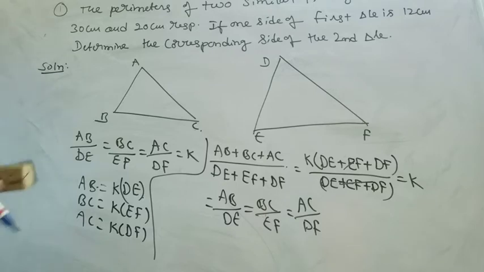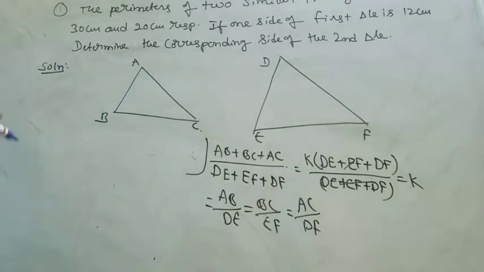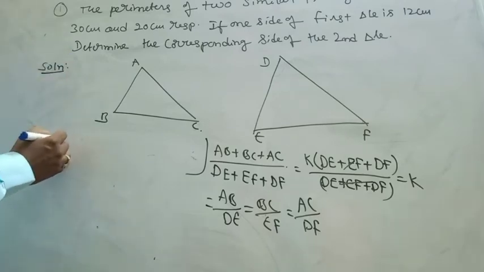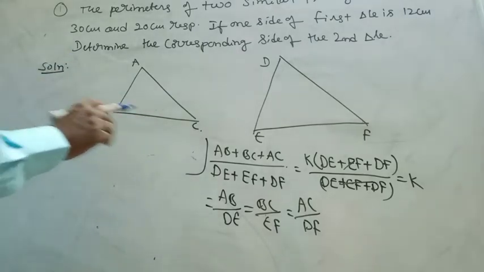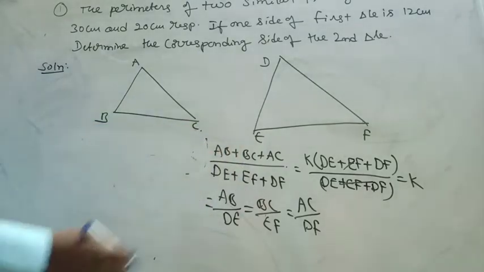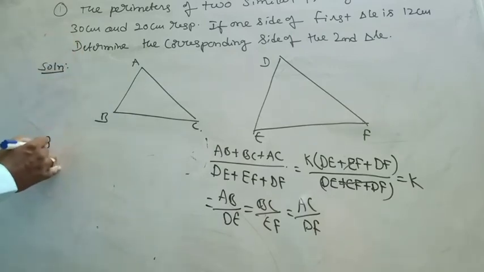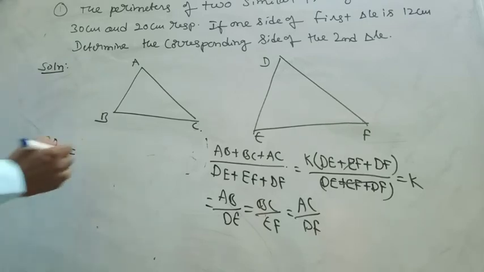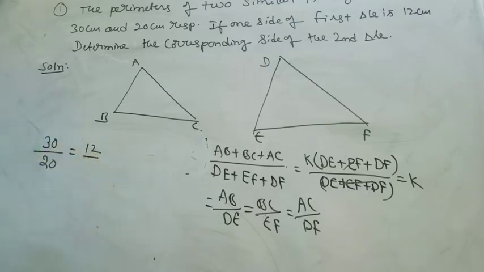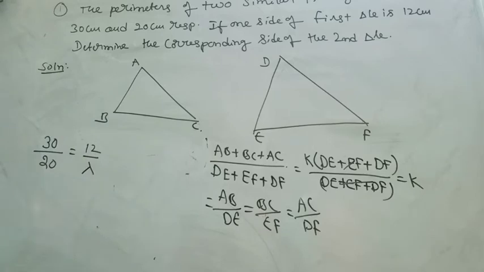Very good. Now we proved that the perimeters are in the ratio of their sides. The perimeters of the two similar triangles are given, 30 by 20, and one side of the first triangle is given as 12. We need to determine the corresponding side of the second triangle. That we don't know, so let us take it as lambda.